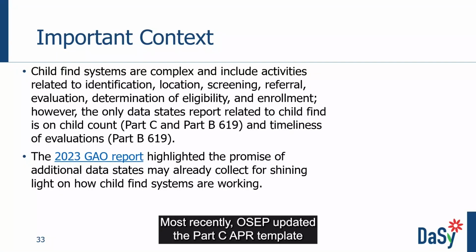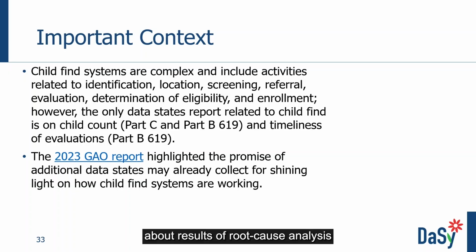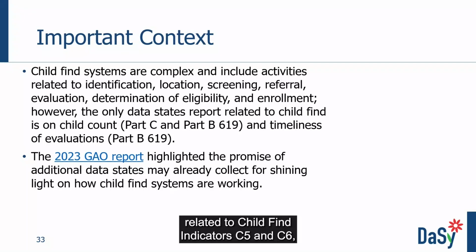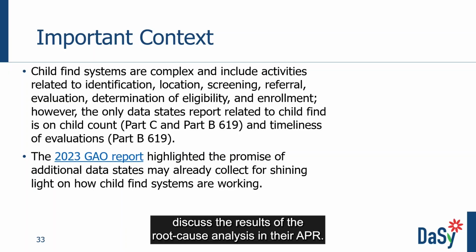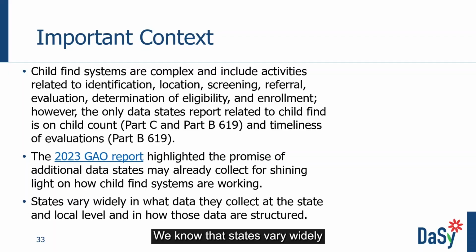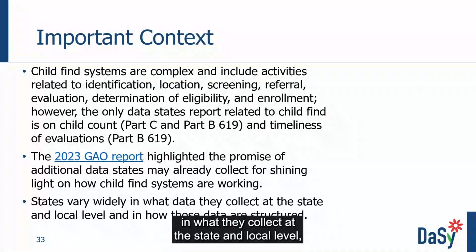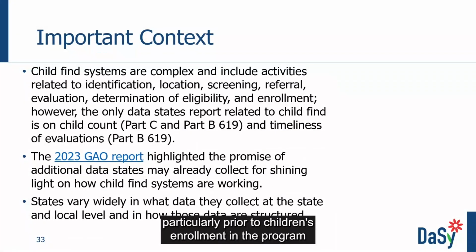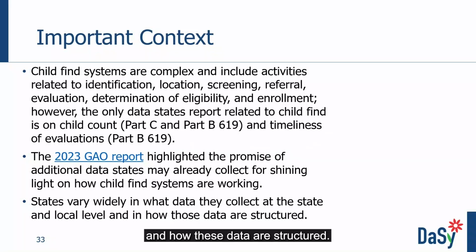Most recently, OSEP updated the Part C APR template for states to add information about results of root cause analysis related to child find indicators, C5 and C6, and required that states reporting slippage discuss the results of the root cause analysis in their APR. We know that states vary widely in what they collect at the state and local level, particularly prior to children's enrollment in the program, and how these data are structured. This is going to impact how you will be able to dig into your data.